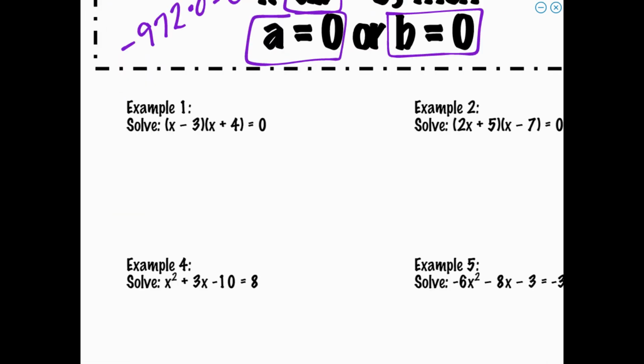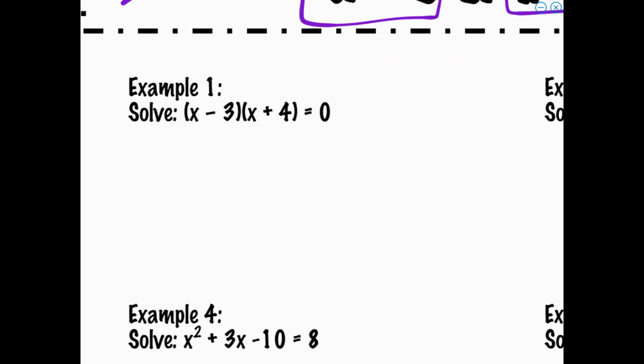So look at example 1. First question, does it already equal 0? Yes. So step 1's already done for us. Step 2 says to factor it. Is it already factored for us? Yes. This is the factored version. The factored version is taking something like what's down here in example 4 and making it look like example 1. That is what factoring does.